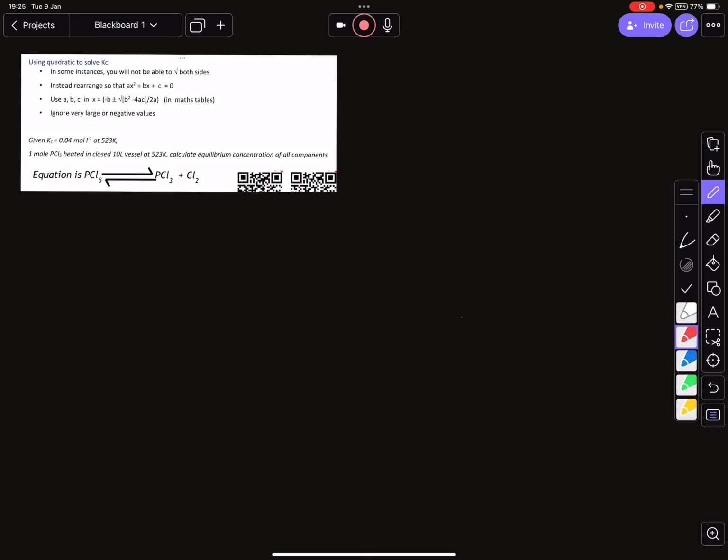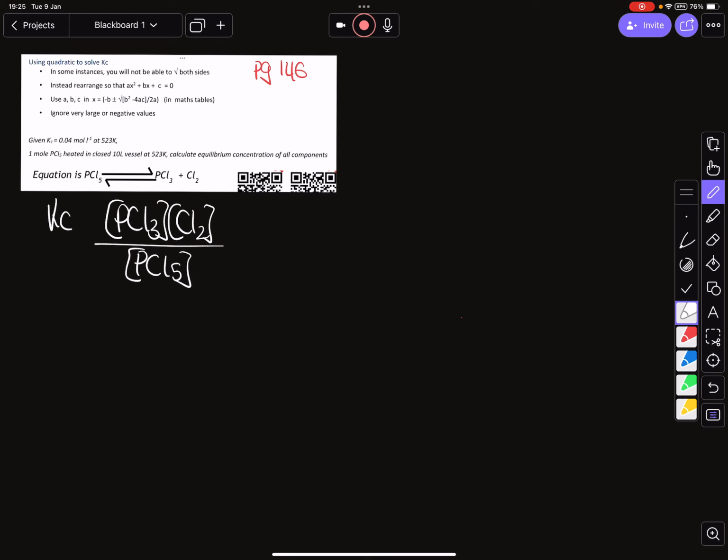Okay, so the last set of equilibrium calculations we're going to look at is when we have to use the quadratic formula. This question matches page 146 of our pink book. We start with our Kc equation first, so it will be PCl3 square brackets to the power of 1, Cl2 square brackets to the power of 1, all over PCl5 square brackets.